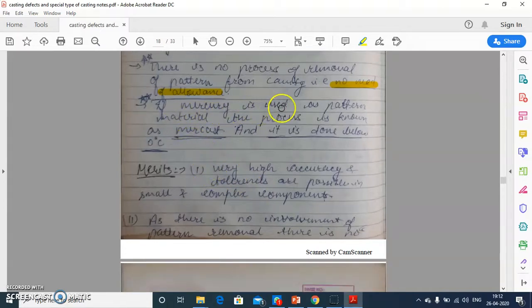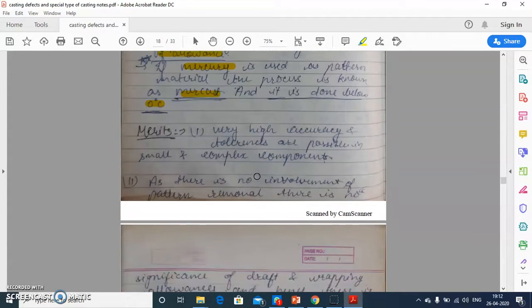If the mercury is used as a pattern material, the process is known as mercast, and it is done below 0 degrees Celsius. If we use the mercury as a pattern material, then we have to do this process, investment type of casting process at 0 degrees Celsius, below 0 degrees Celsius.